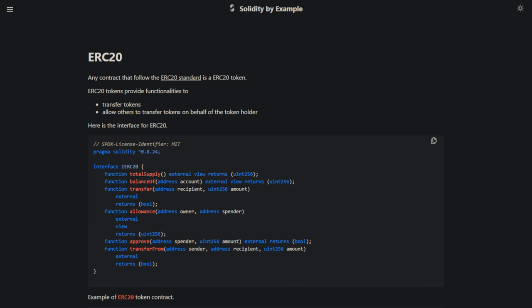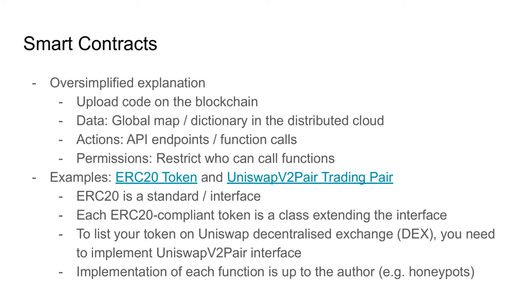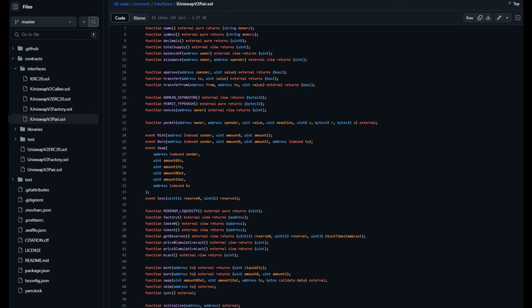an ERC20 token, right? And let's say after you have your own token, you want to list it on the decentralized exchange Uniswap, which I'll talk about more later. But similar idea, the Uniswap V2 pair. V2 is just a version of Uniswap. Uniswap is the name of the decentralized exchange, and pair is just indicating that you have a pair of assets that you want to trade between. So if I open the IUniswapV2Pair, then you can see the interface is also similar, right? And inside that, you have a bunch of functions that you need to implement if you want to list your coin on the decentralized exchange.